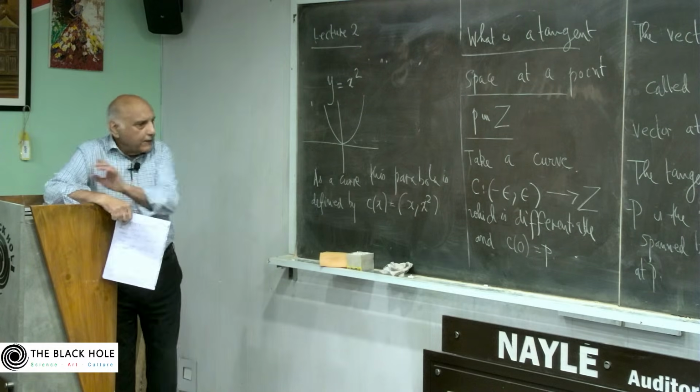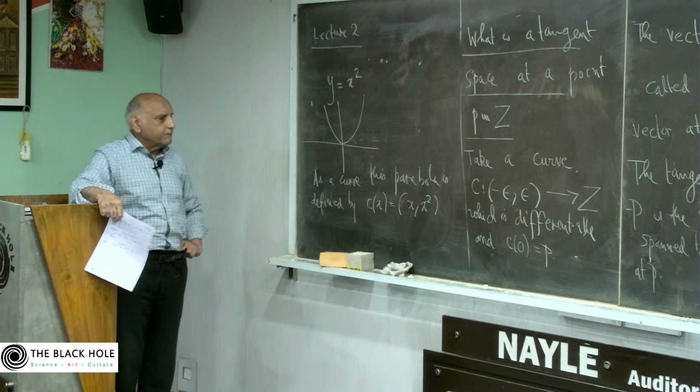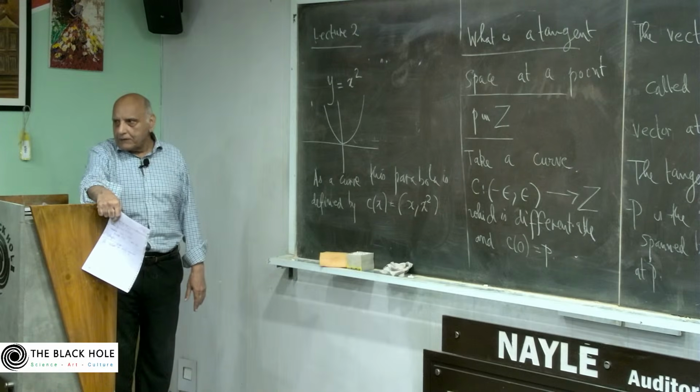Okay? So now tell me, what will be C of 0? 0 0. Of course, C of 0. What is C of 1? 1 1. Right.